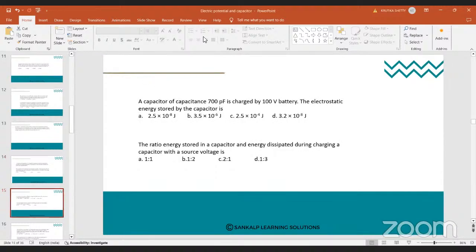Okay, the next question, students. A capacitor of capacitance 700 picofarad is charged by a 100 volt battery. The electrostatic energy stored by the capacitor is, we need to calculate the energy.